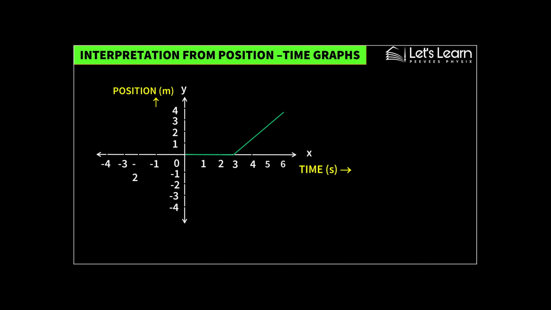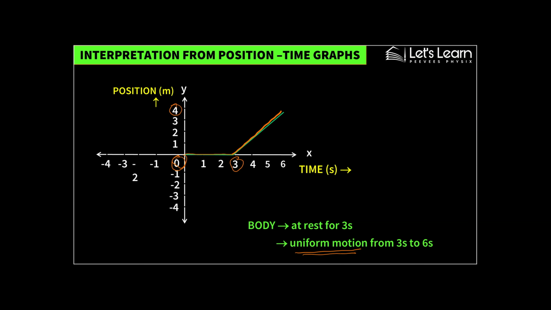Now, let's interpret the position time graph. Look at this. For the first part of the journey, from 0 to 3 seconds, you can see position doesn't change. Position doesn't change means it is not moving, which means the car is at rest from 0 to 3 seconds. And thereafter, you can see a straight line, and you can see the position changes from 0 to 4, which means it's moving. But remember, being a straight line, it is moving with a constant velocity. Another way, uniform motion from 3 seconds to 6 seconds.